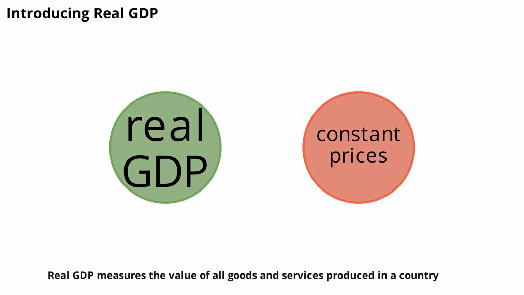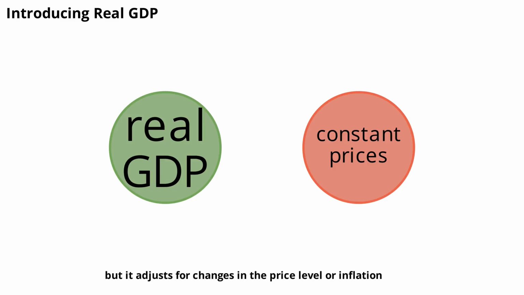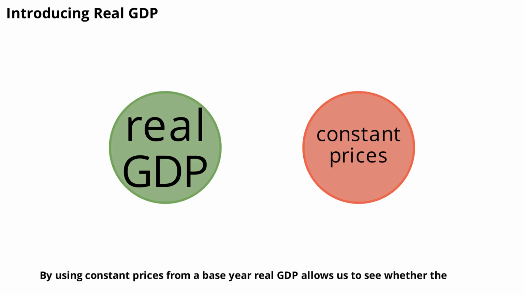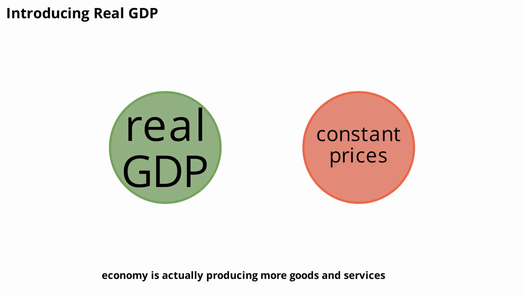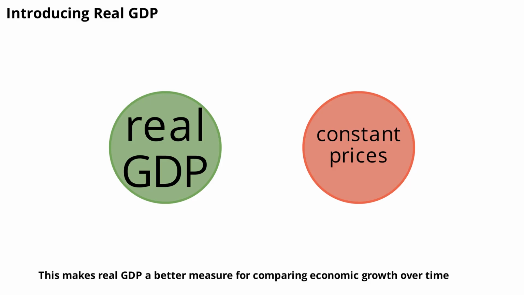Real GDP measures the value of all goods and services produced in a country, but it adjusts for changes in the price level or inflation. By using constant prices from a base year, real GDP allows us to see whether the economy is actually producing more goods and services, rather than just charging higher prices. This makes real GDP a better measure for comparing economic growth over time.